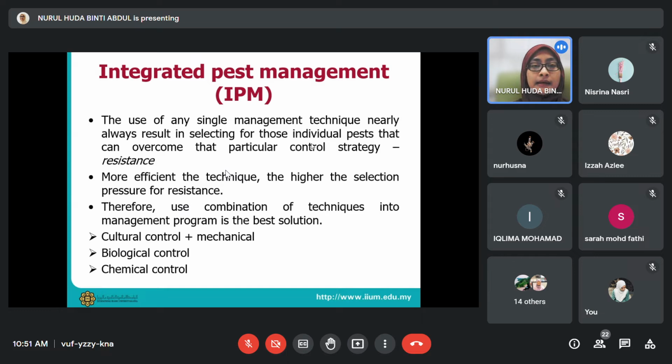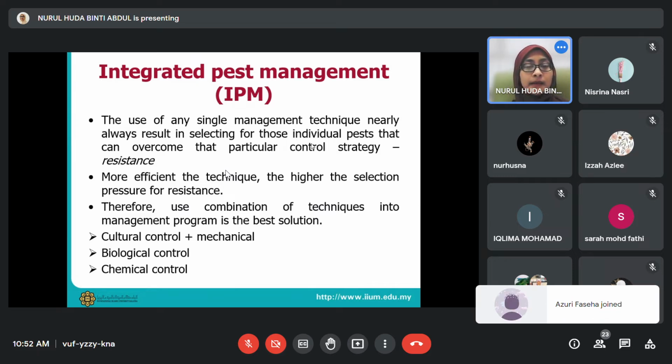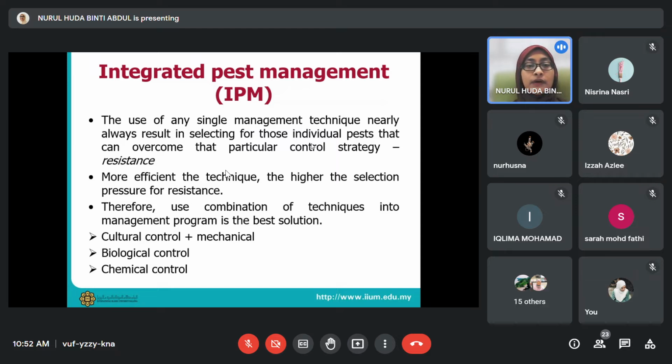But in IPM, the main concern adalah bila kita bercakap pasal penggunaan chemical, we are the most concerned about pest resistance to insecticide or to chemical. Sebabnya kalau dia resistant to chemical, you use a lot of chemical pun tak guna. It's just environmental will degrade tapi pest tak dapat di control. So usually the more efficient the technique, the higher the selection pressure for resistance.